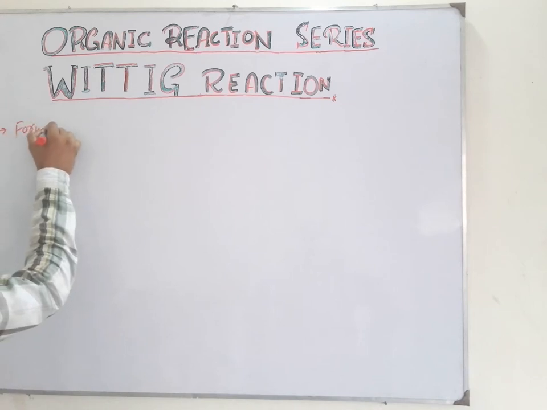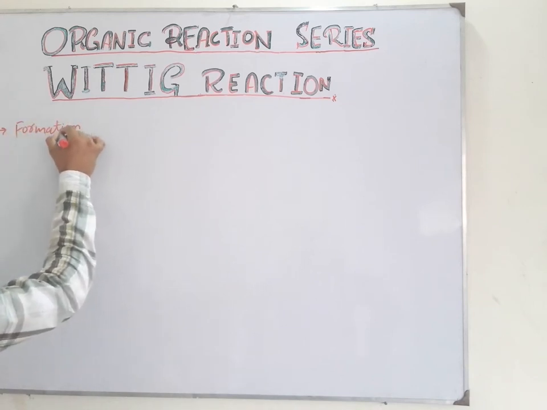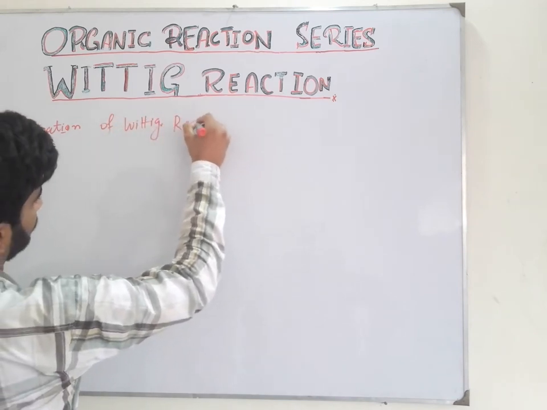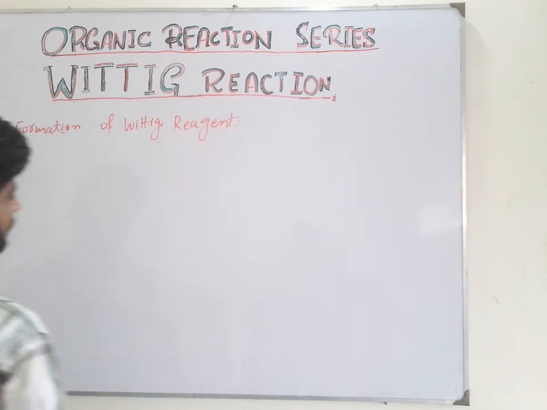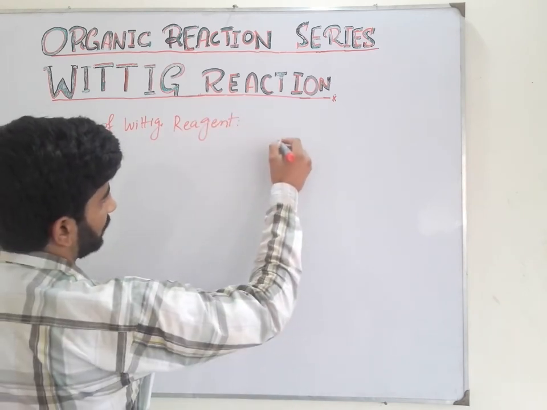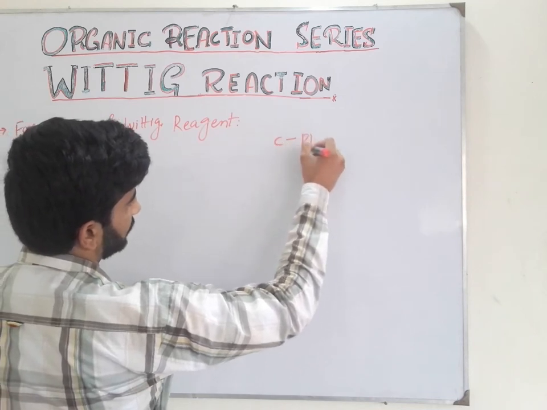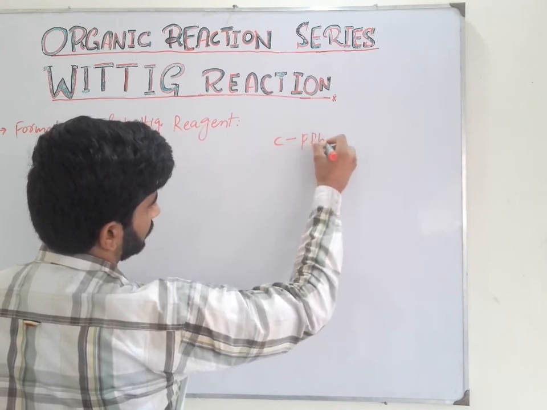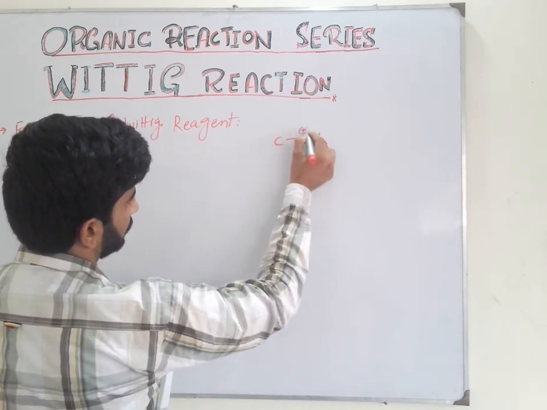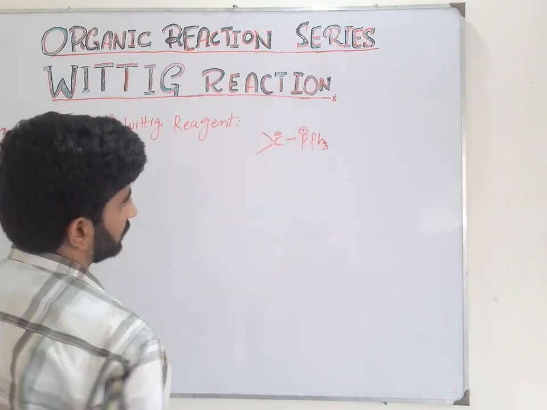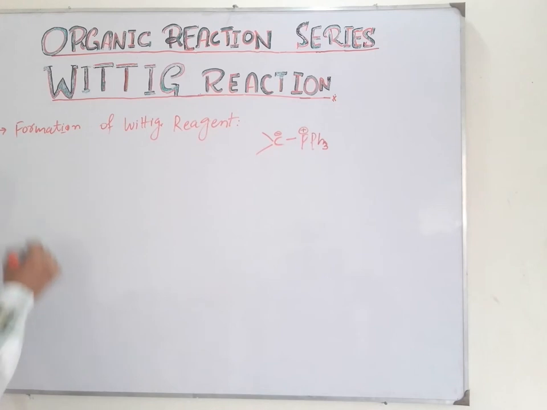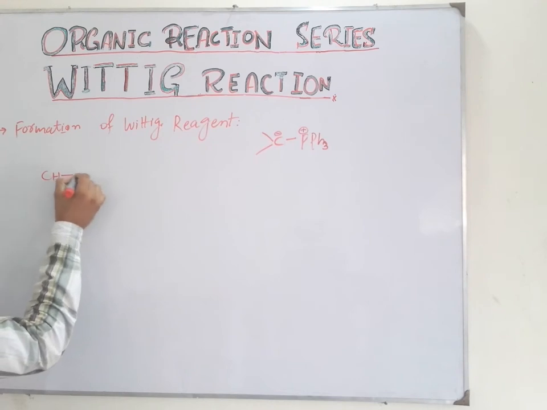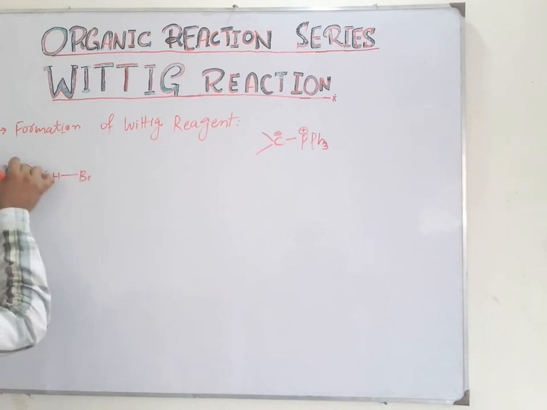Formation of Wittig reagent. What is Wittig reagent? Triphenyl phosphonium ylide. This is known as Wittig reagent. We use 1 degree or 2 degree alkyl halide.